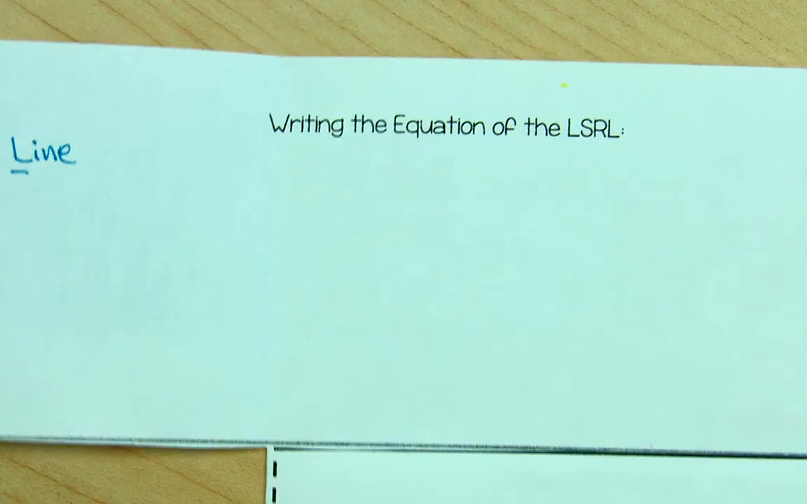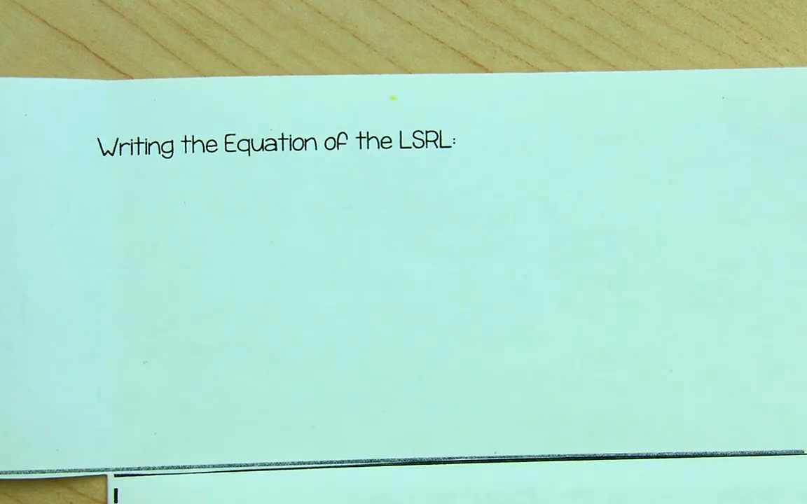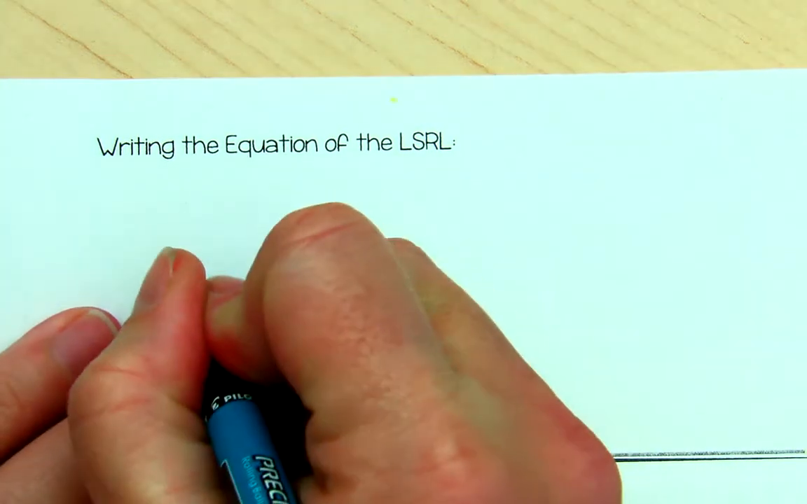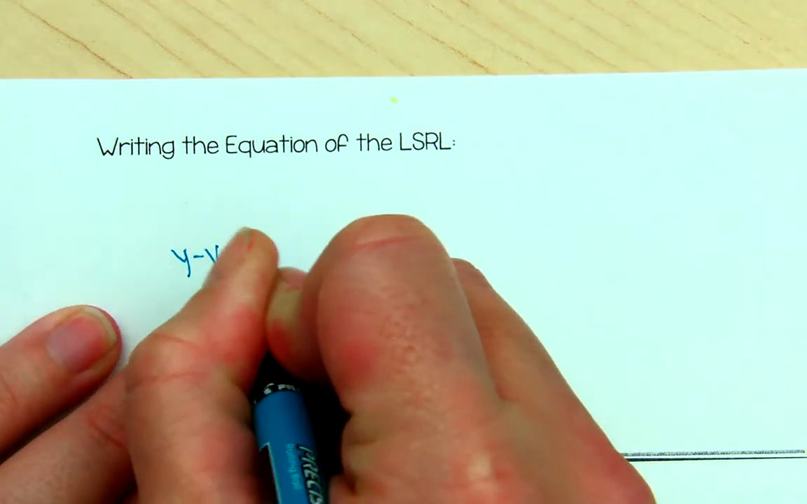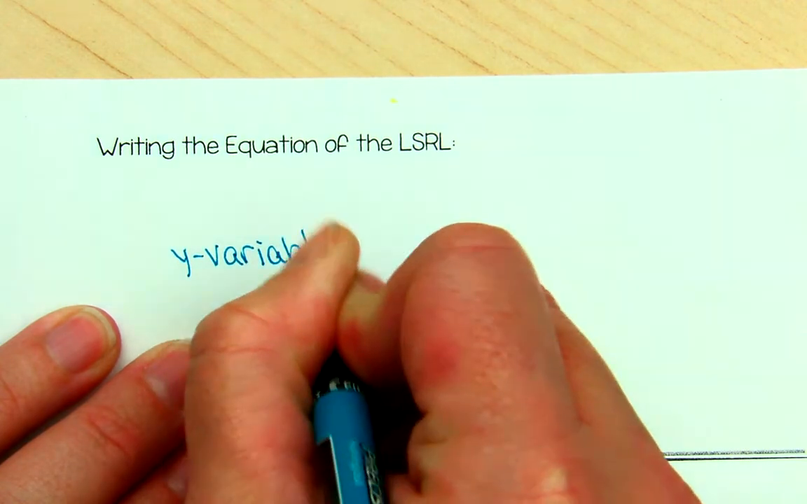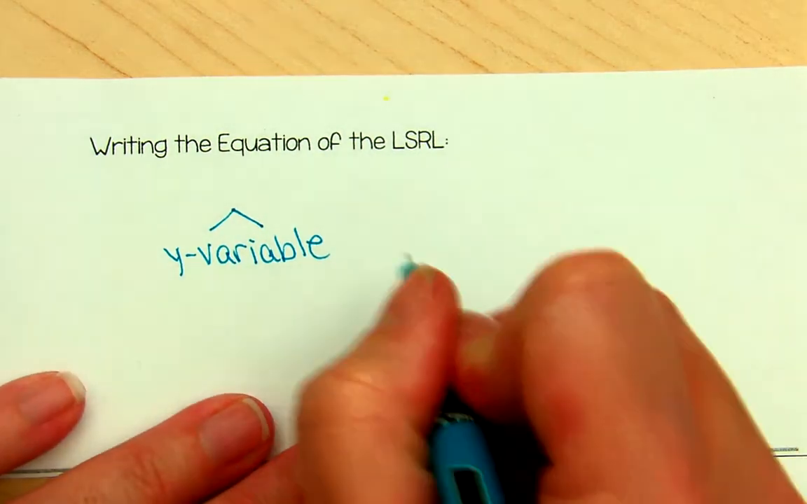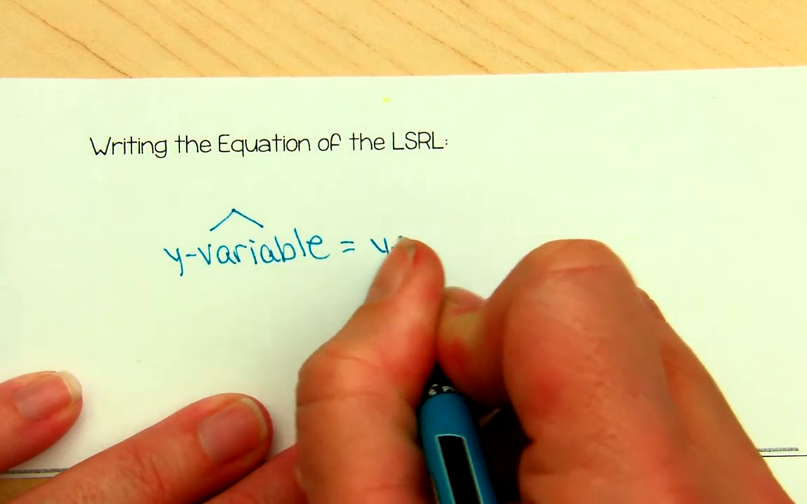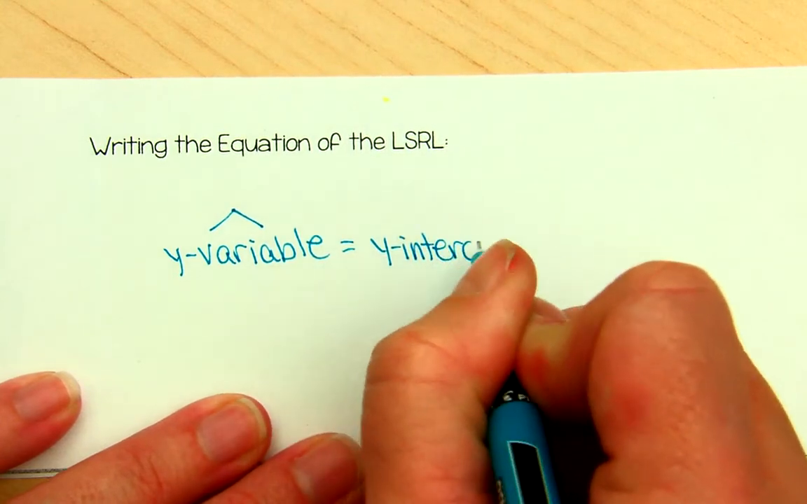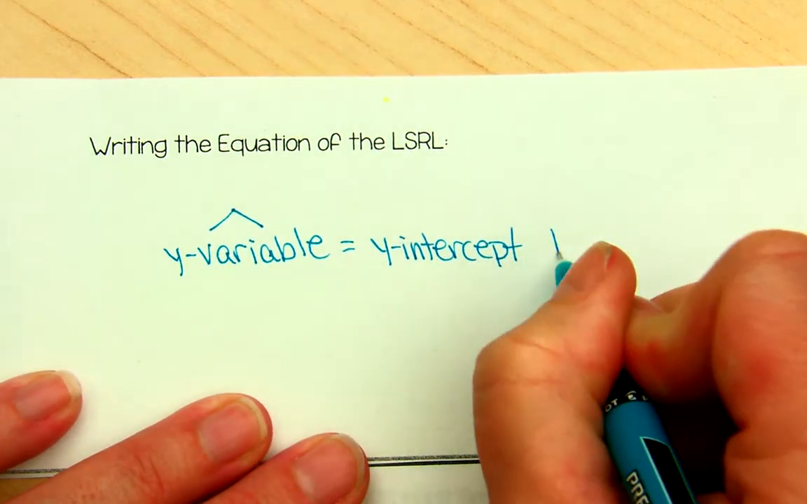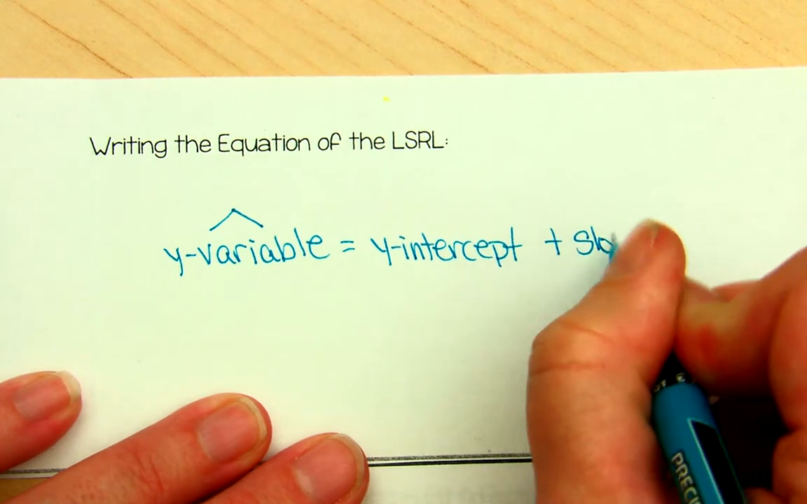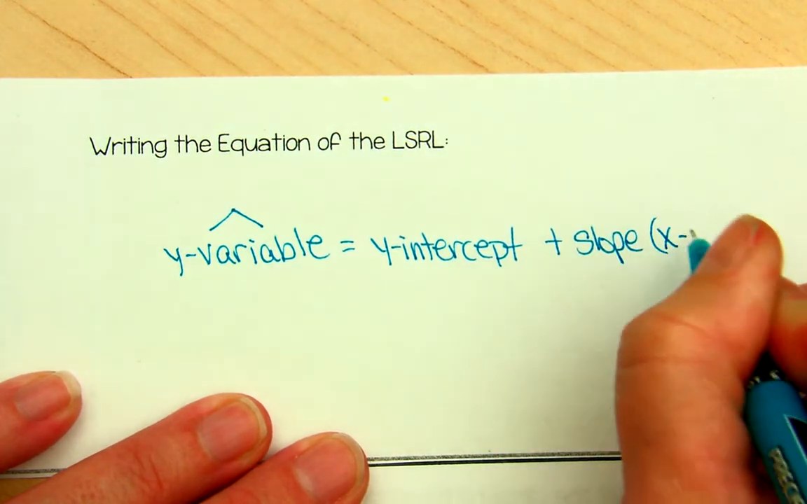That's what it is. So when we write the equation, we're going to write it out as the y variable with a hat over it equals y-intercept plus the slope times the x variable.